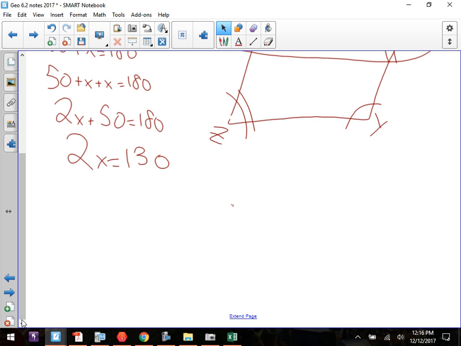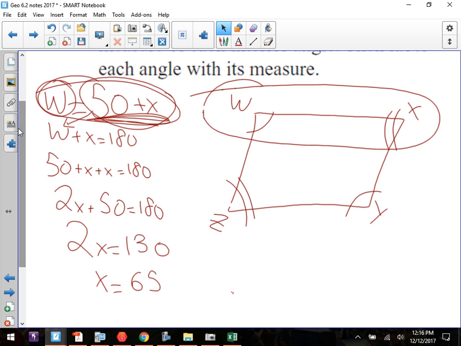105. 65. So if X is 65, what's W then? Add the 50, you get 115. What's Z? 65. And what's Y? 115. Using the properties to work yourself through it. It's quite literally some quick substitutions. It's not real difficult. It's just knowing how to write it out, honestly. And as you write it out, just take your time doing it.